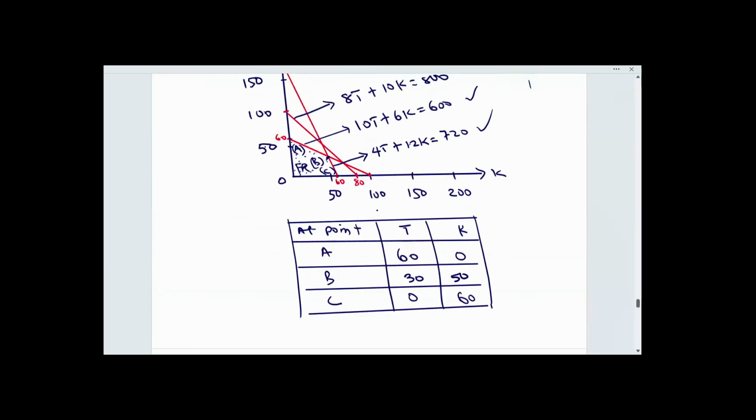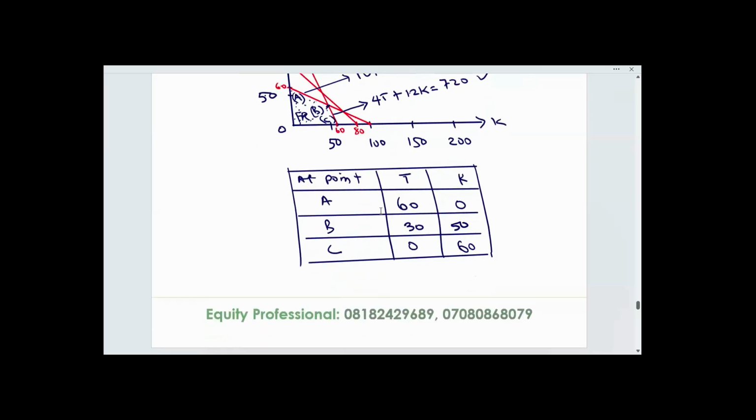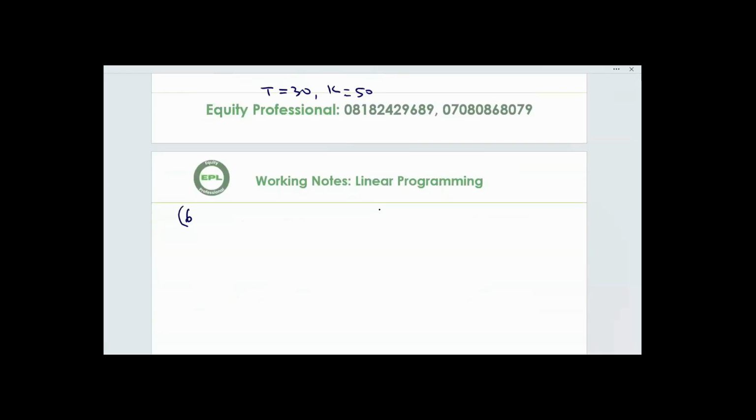So when you look from your graph, if you are using a graph sheet, by the time you trace at this point B to the left, you are going to get 30. When you trace it downward, you are going to get 50. So now that you have gotten that, just determine the solution table. That's step 6, the solution table. From the solution table, you state your objective function.